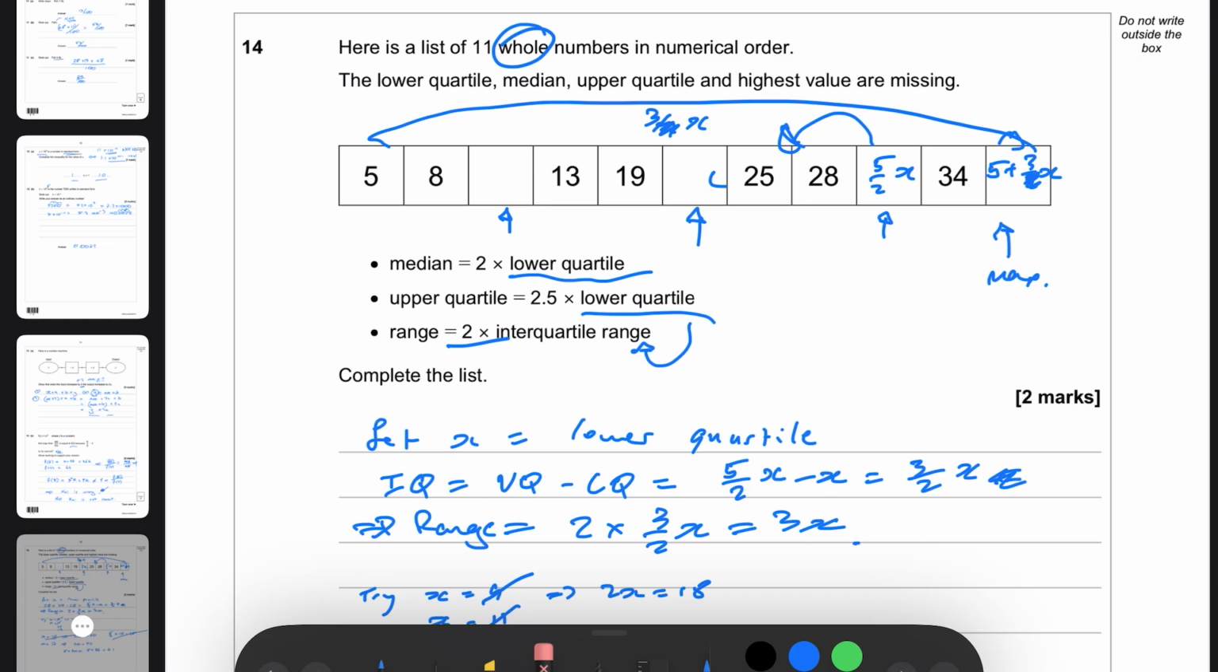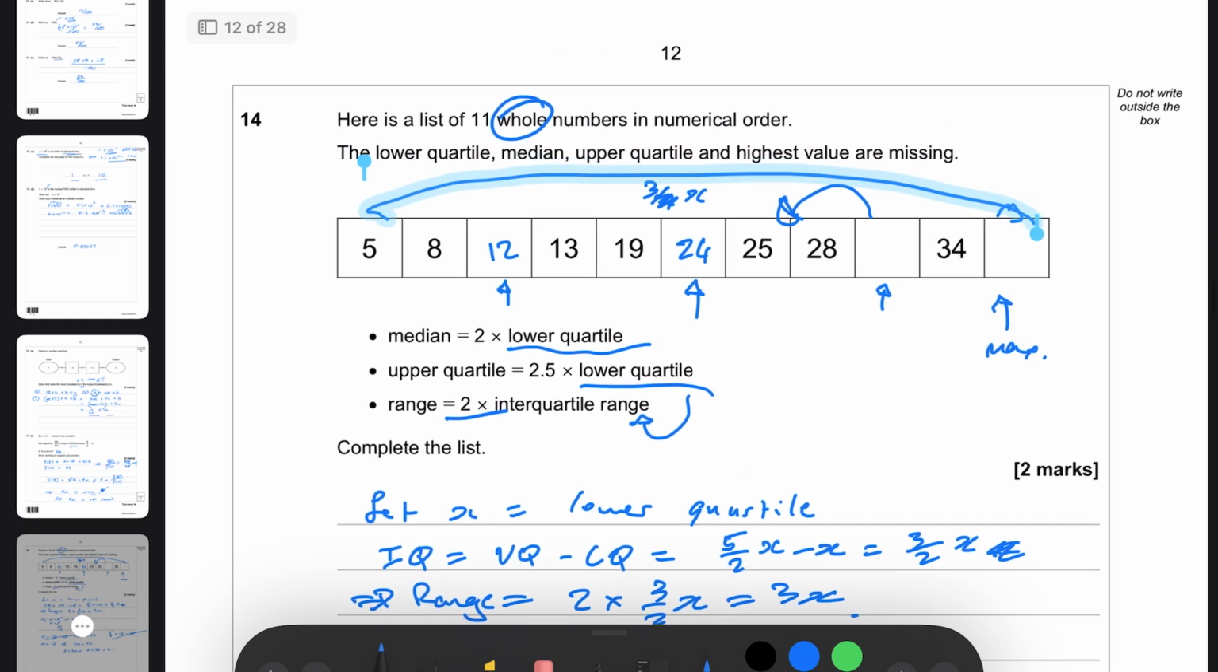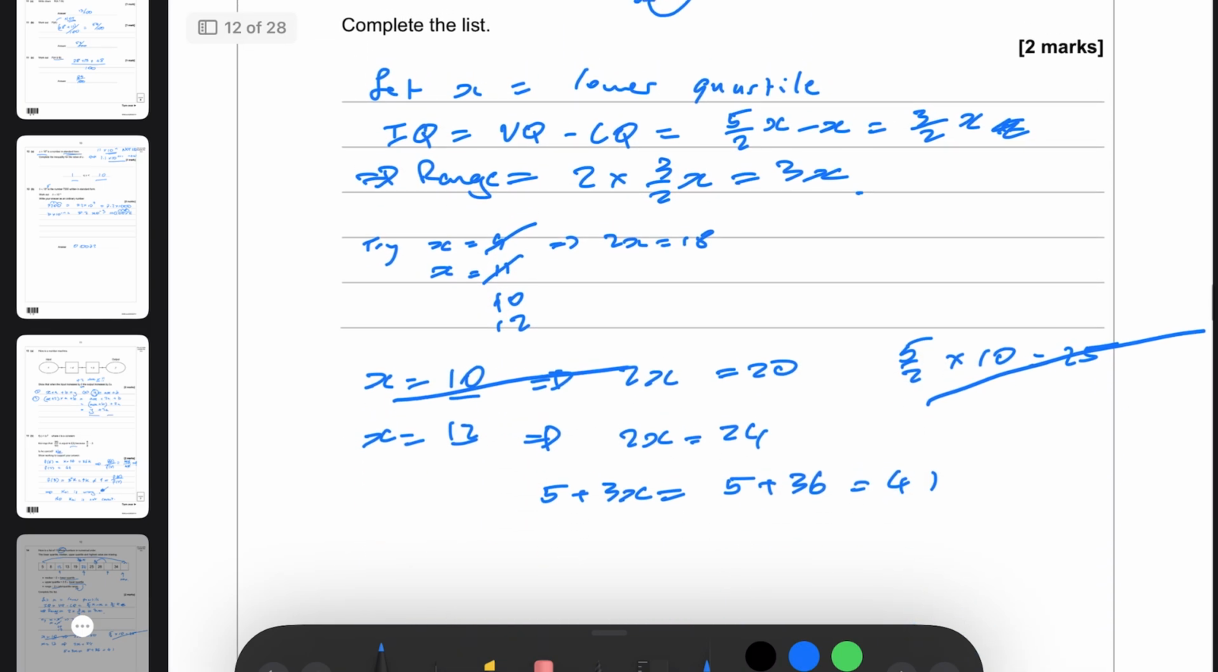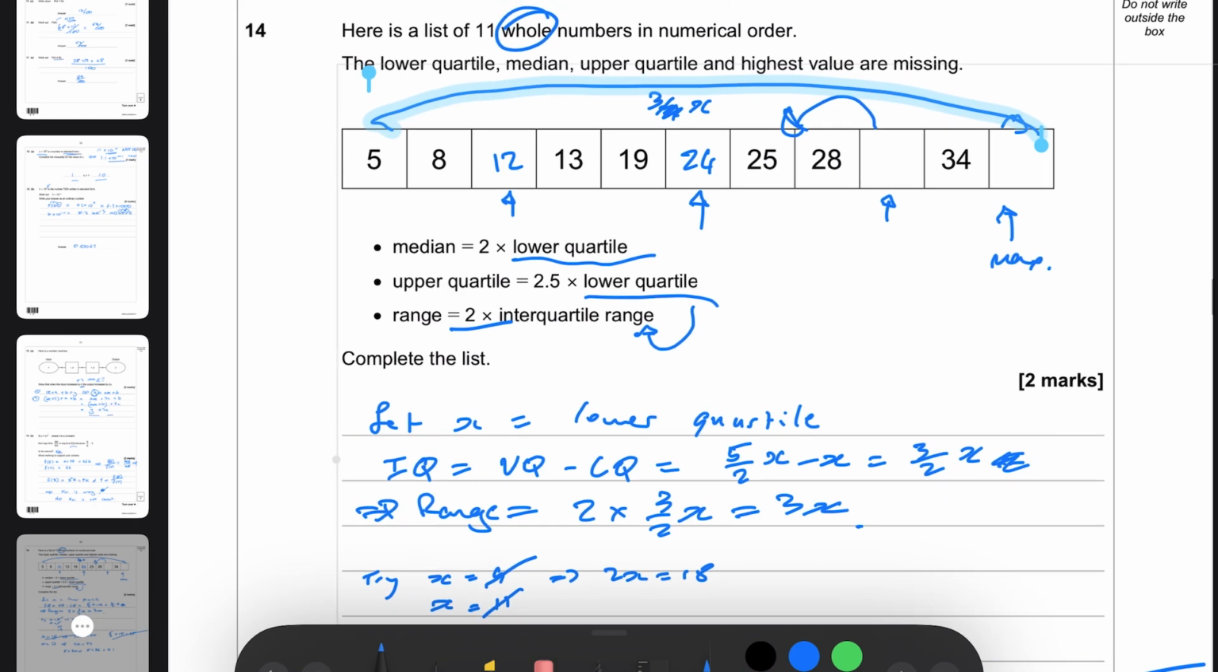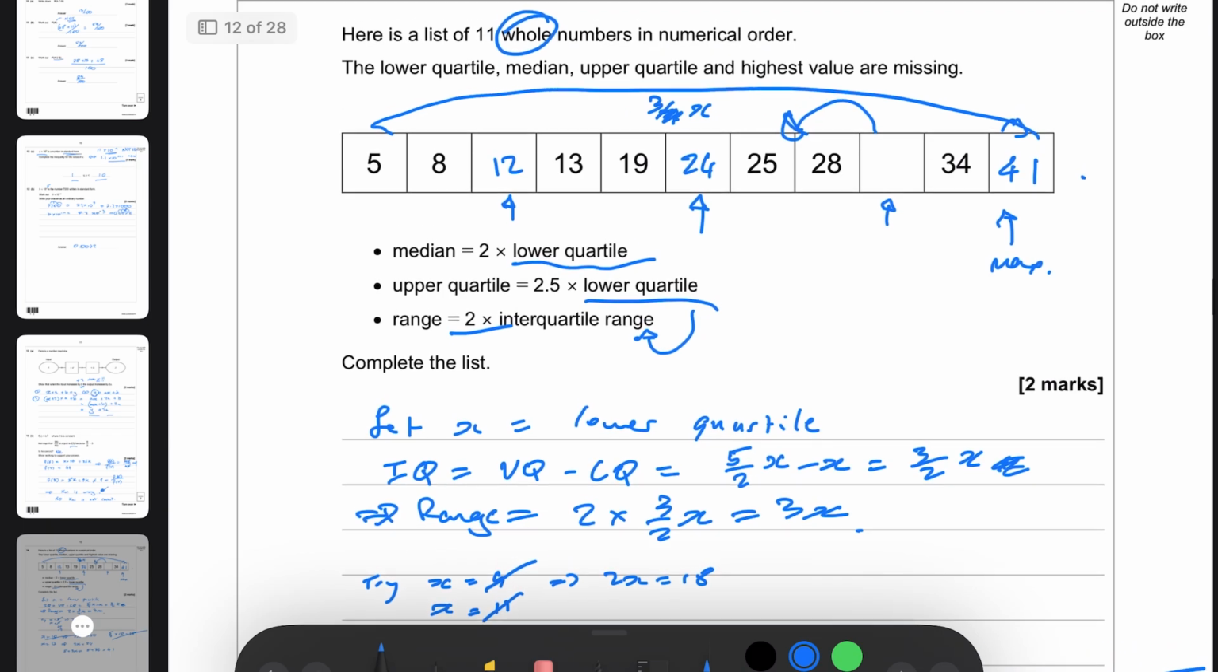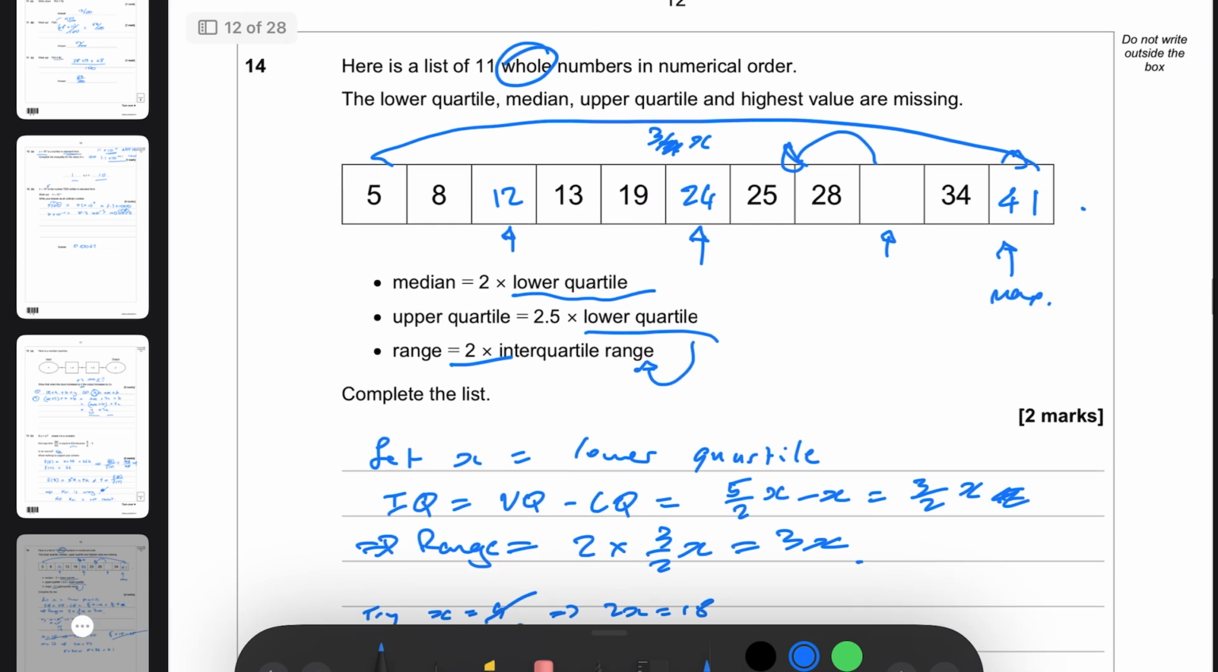So let's fill them in properly. So this is going to be, we said 12. We said this one is going to be 24. This one is going to be, what else did we say? We said 41. Sorry about this, 41. And then this one was simply upper quartile was 2.5 times lower quartile. 2.5 times 12 is 30. Right, we did say 30. Perfect.